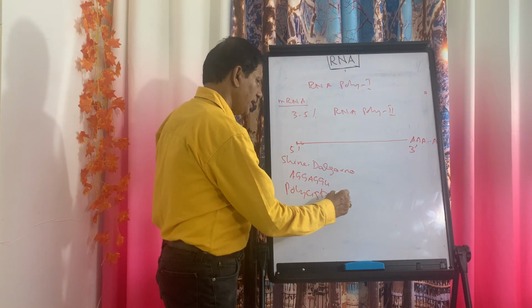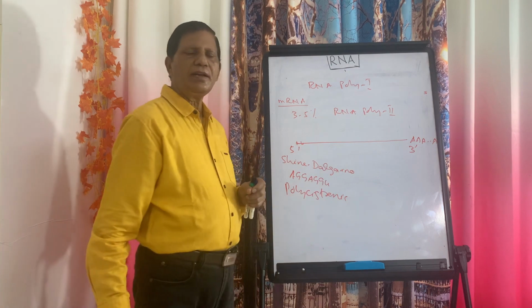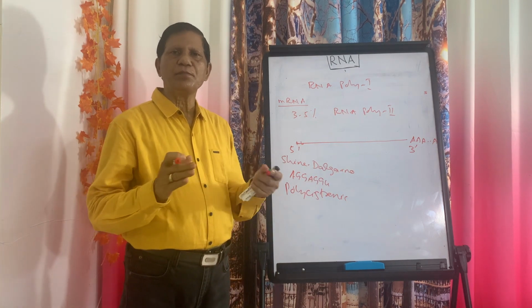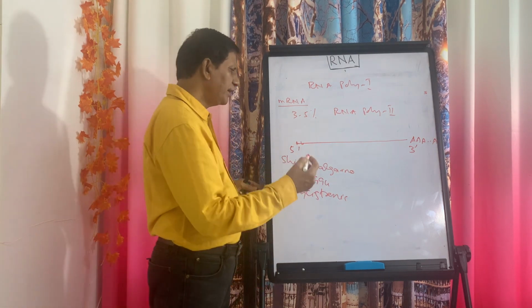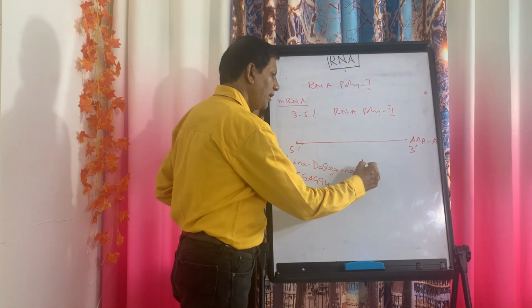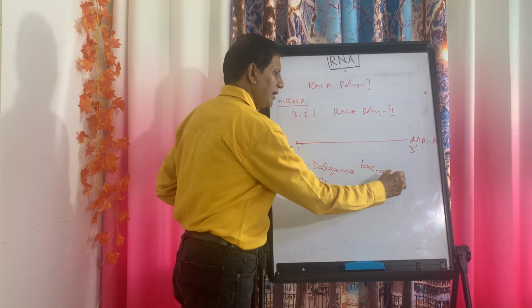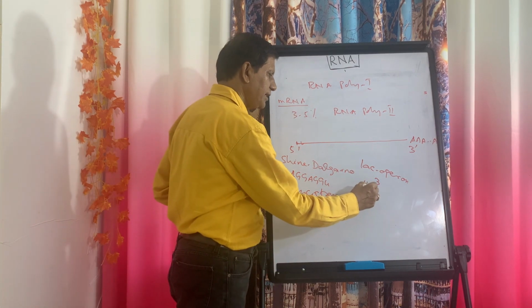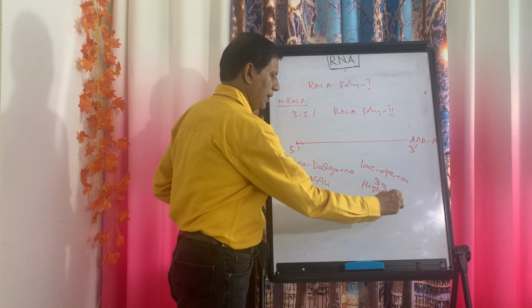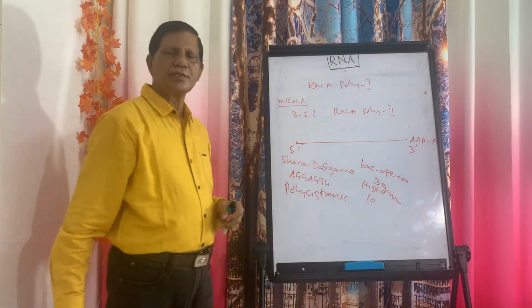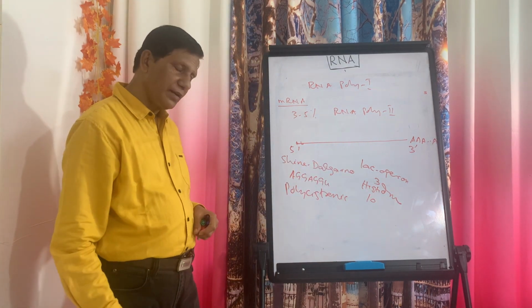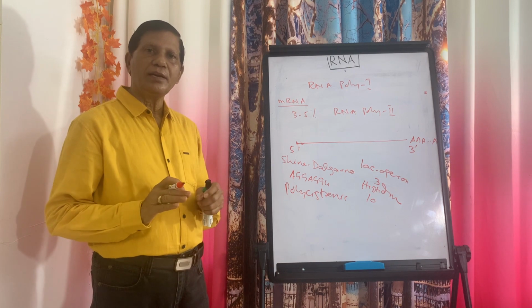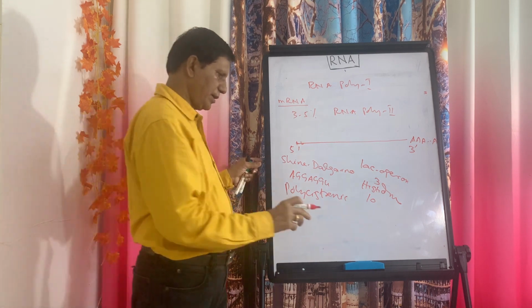Polycistronic means one single mRNA can synthesize many types of proteins and enzymes. The glaring example is the lac operon. In the lac operon there are 3 genes. In histidine synthesis, there are 10 genes. That means it is polycistronic. But eukaryotic mRNA is always monocistronic.